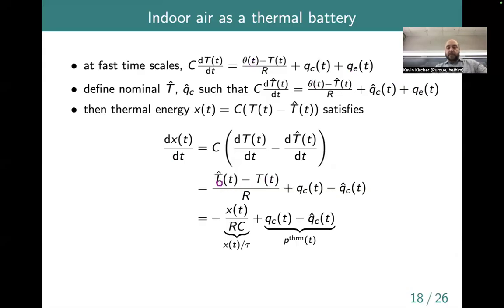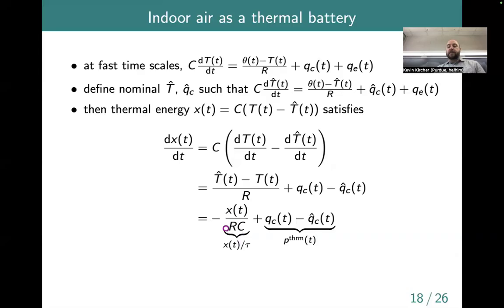And then we just recognize that T hat minus T is related to x. If we have a negative sign in there and divide by C, that gives us x. So we get negative x divided by RC. And the C comes from the relationship, basically this definition up here. And then we can identify that this looks like a battery equation. We have the time derivative of the energy on the left-hand side. On the right-hand side, we have the energy divided by RC, and we identify that with the self-dissipation time constant tau.